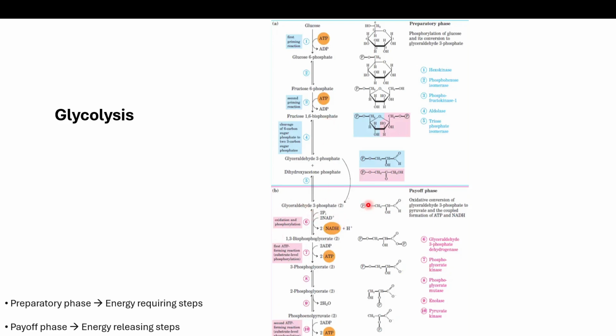But now when we move to the payoff phase, using the three carbon compound, this is getting converted to glyceraldehyde 3 phosphate, suppose. This is getting converted to 1,3-bisphosphoglycerate, finally to phosphoenol pyruvate and pyruvate, thereby releasing ATP molecules. So this is very briefly the glycolytic pathway that we had. It's the same slide from the previous session.